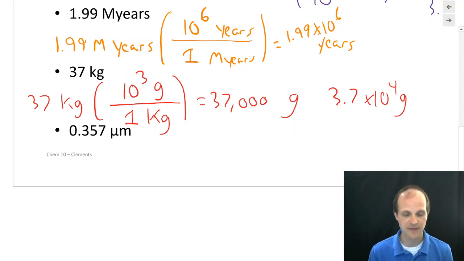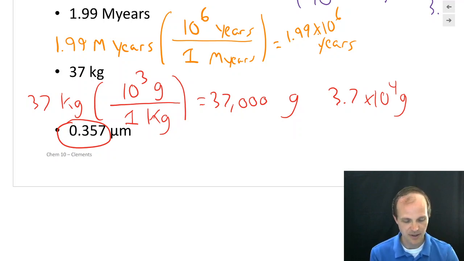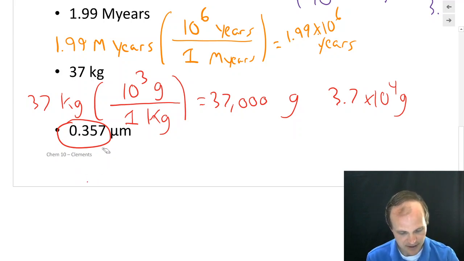Last one, 0.357 micrometers. Now, 0.357 isn't a number between 1 and 1,000, so this isn't proper use of our unit prefixes, but it's allowable. It's perfectly allowable to write whatever number we want in front of a unit prefix, but when we say, hey, let's use these properly, we generally write a number between 1 and 1,000. So 0.3, for consistency's sake, let's use a new color here.